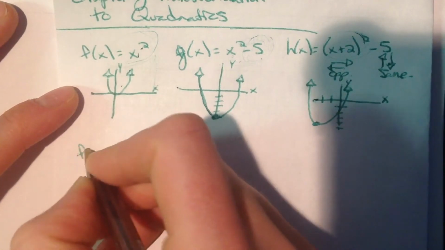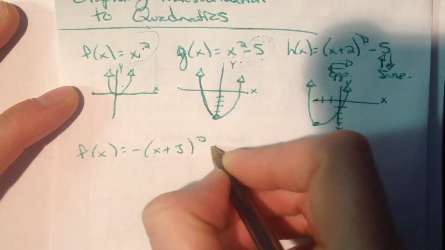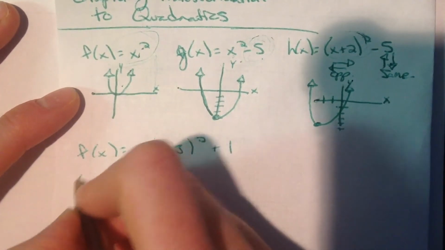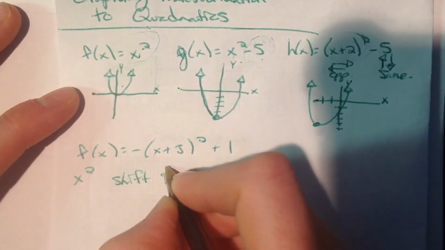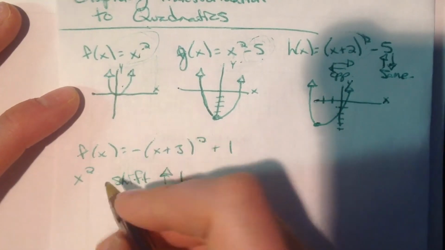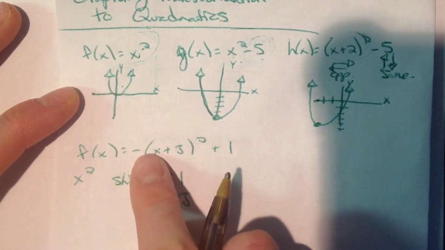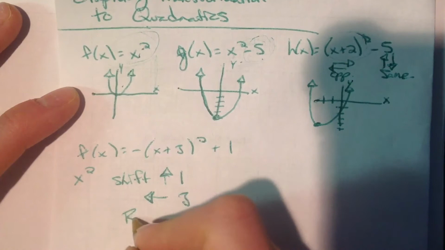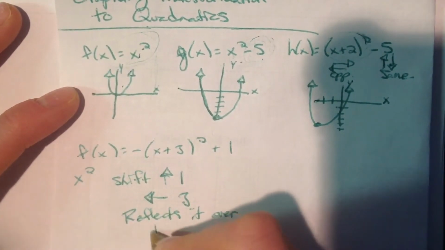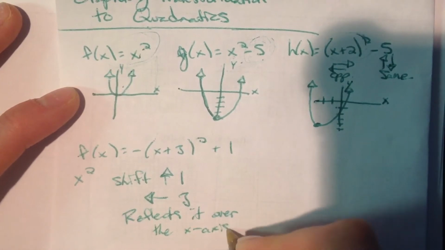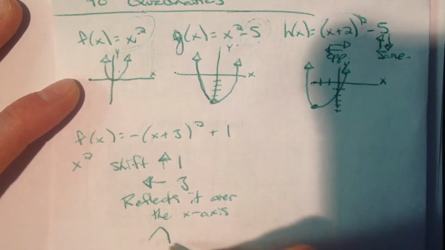So if we had f of x equals negative (x plus 3) squared plus 1, we would take the x squared graph and we would shift up by 1 because of this. We would shift left by 3 because of this. And what this does is it reflects it over the x-axis. So in other words, instead of opening up like this graph, it's going to open down.